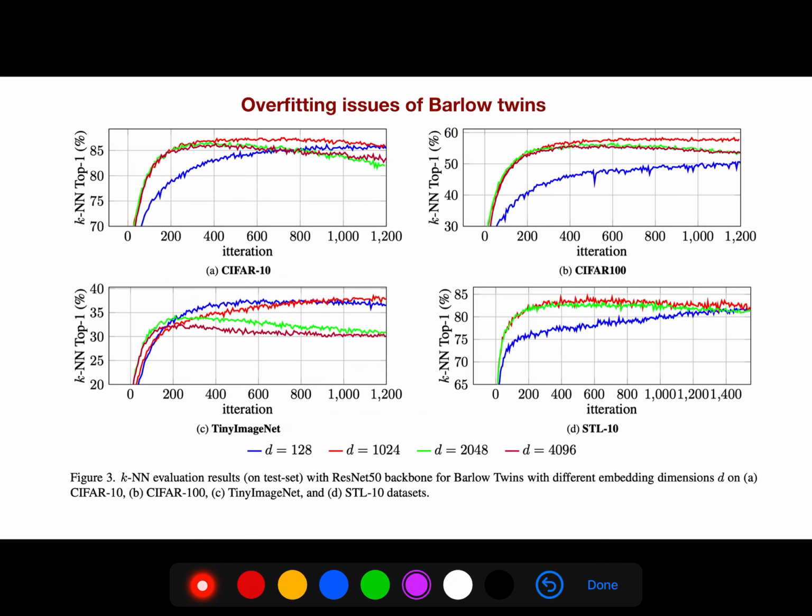And you see the k-nearest neighbor evaluation results on the test set with a ResNet-50 backbone for Barlow Twins with different embedding dimensions. For example, A here is on CIFAR10, B is on CIFAR100, C is on Tiny ImageNet, and D is on STL10.